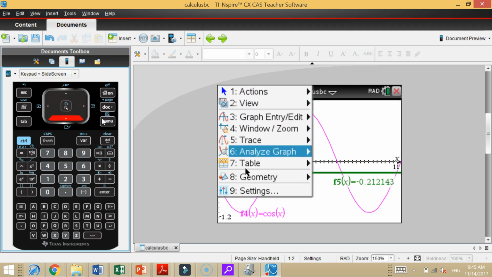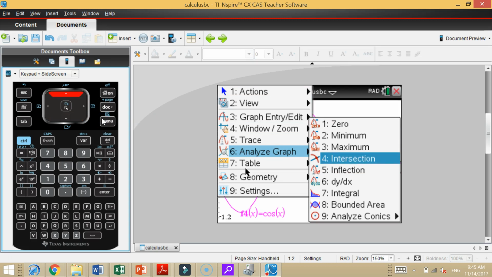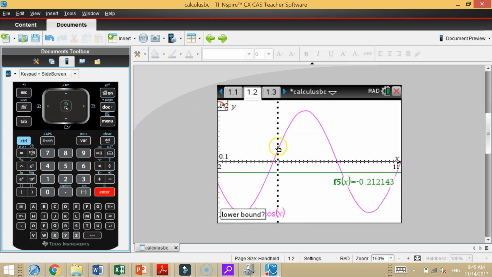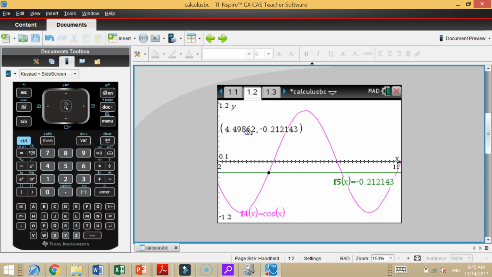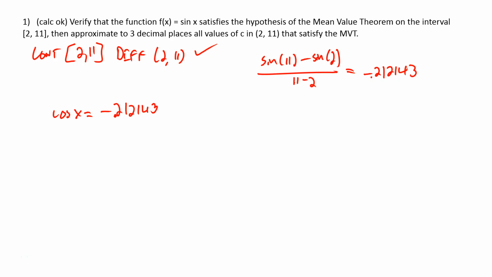Go Menu, Analyze Graph, Intersection. And if you need help with doing all this stuff, go ahead and watch the other videos about using your calculator because they're really useful. So it looks like it happens at 4.49862. So it happens at x equals 4.49862.